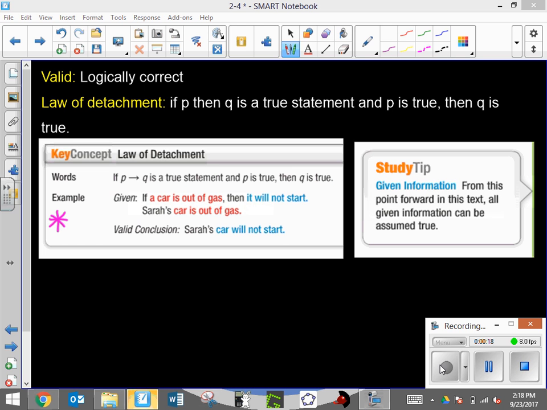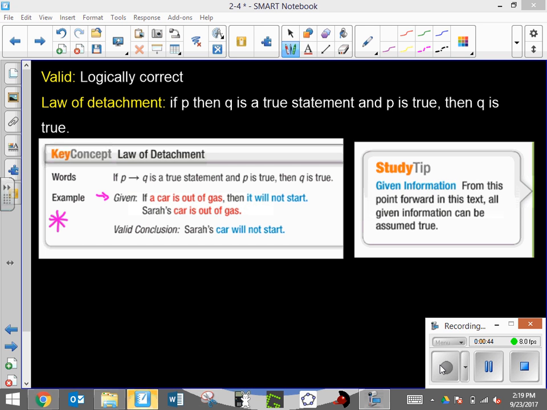We're going to be given a statement, and at this point we can assume that our statement, if P then Q, is true. You may assume that now. After they give you your statement, they're going to give you an actual example, and they want you to see, can I draw out a valid conclusion given that specific example? So, let's look at the example they give us.